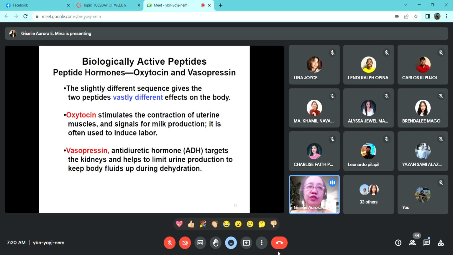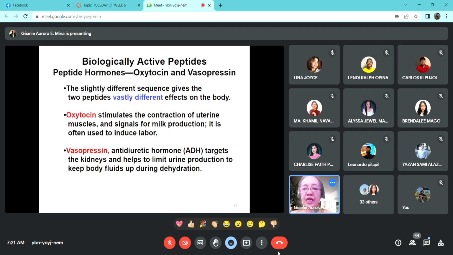So remember that our goal is to maintain the concentration of water in our system for us to look healthy, to look young. And we need to drink more than 8 glasses of water a day, especially during the hot season. Now, these diuretic compounds catalyze the loss of water. Now, what is vasopressin? They are the antidiuretic hormone. They prevent the loss of water during dehydration. So they target the kidneys and help to limit urine production to keep body fluids up during dehydration.